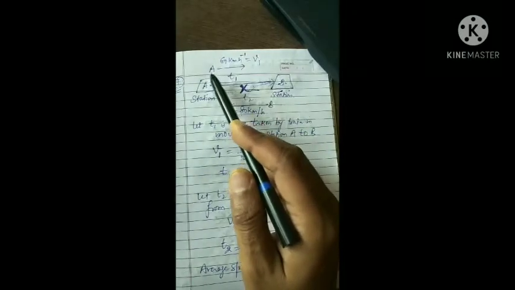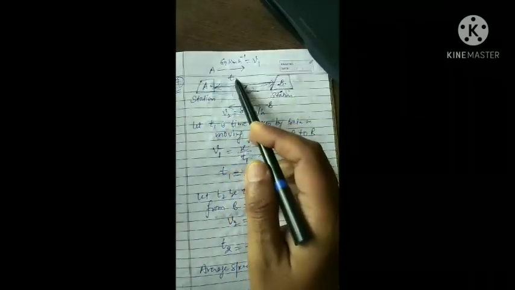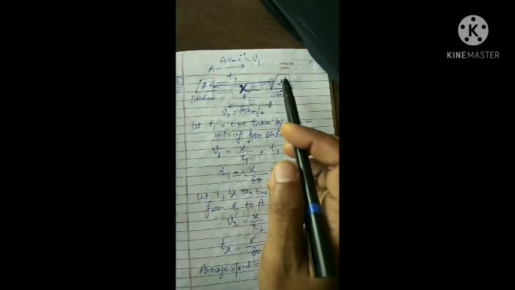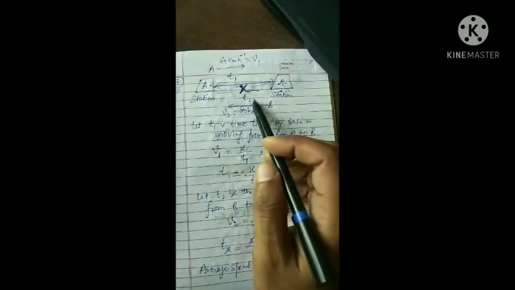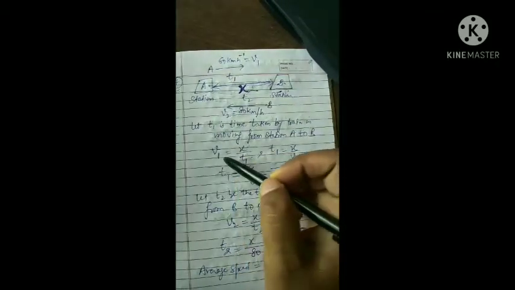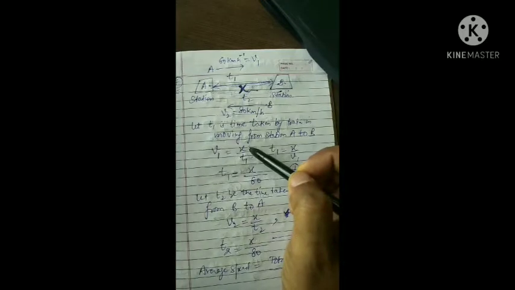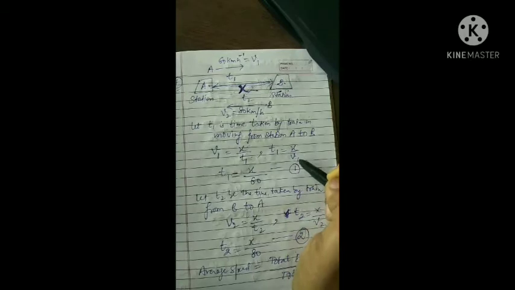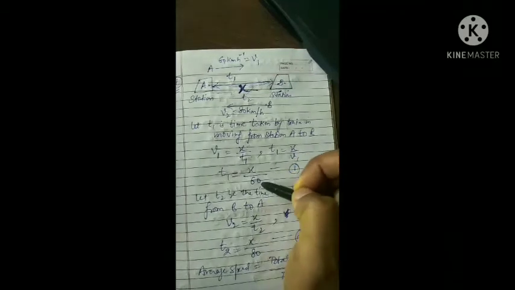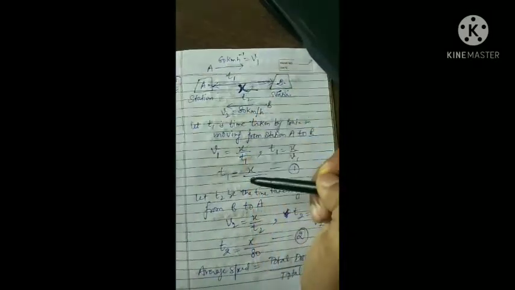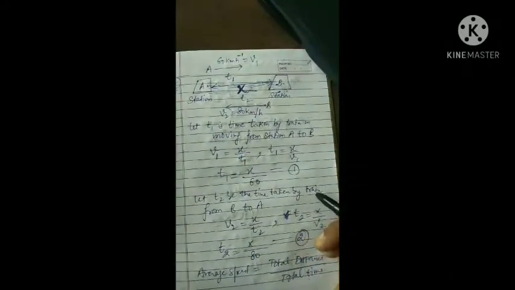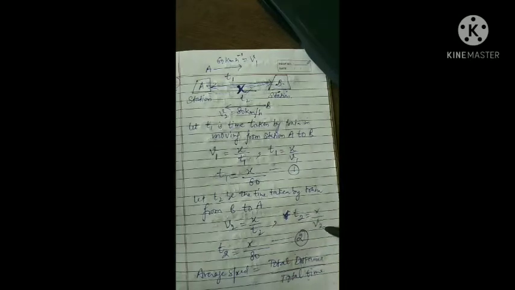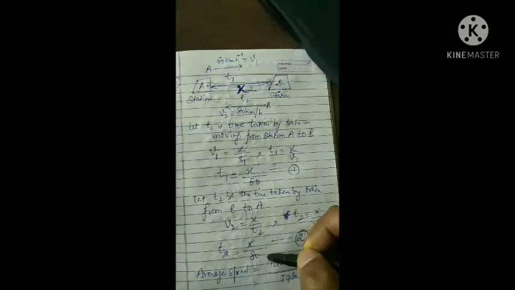Time taken by the train from A to B station is T1, and let the time taken by the train from B to A be T2. Now V1 is equal to distance upon time in a straight line, so x upon T1, and T1 is equal to x upon V1. So T1 is equal to x upon 60 because V1 is 60. So let T2 be the time taken by the train from B to A. So V2 is equal to x upon T2 and T2 is equal to x upon V2. What is T2? That is x upon 80.